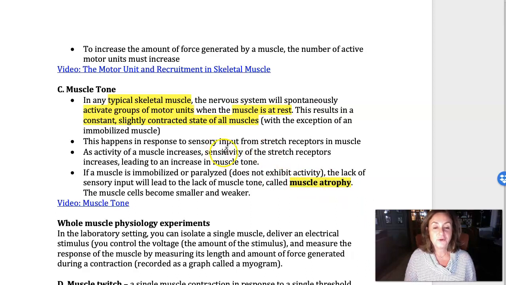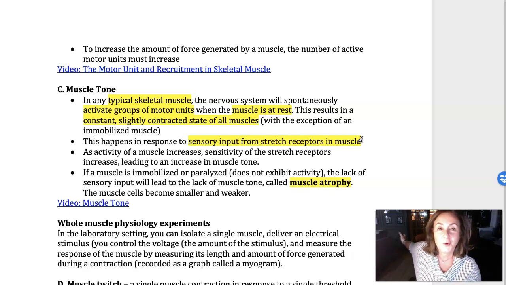And so the way muscle tone occurs is that we have stretch receptors in the muscle that provide sensory input. You know that. We can feel when our muscle's contracted. I can feel that I'm stretching a muscle. I don't have to look at it. I can feel that.